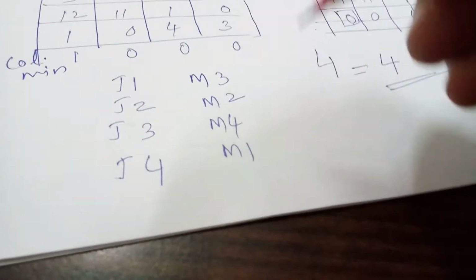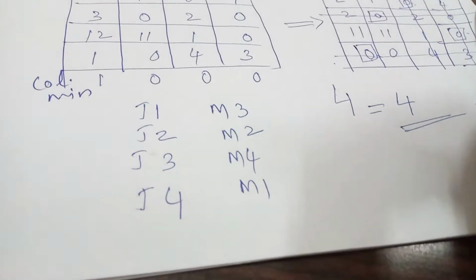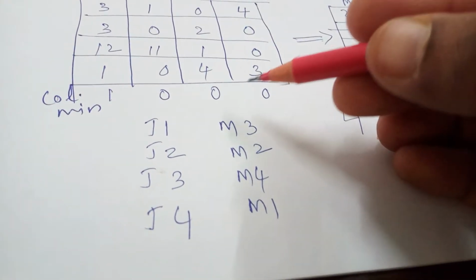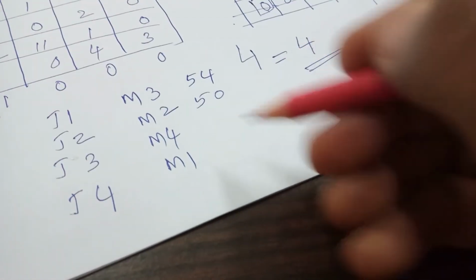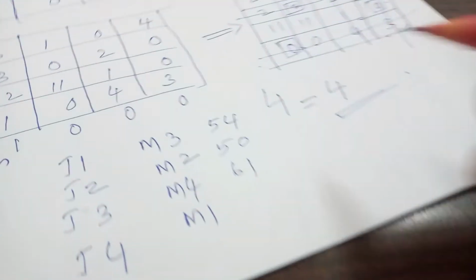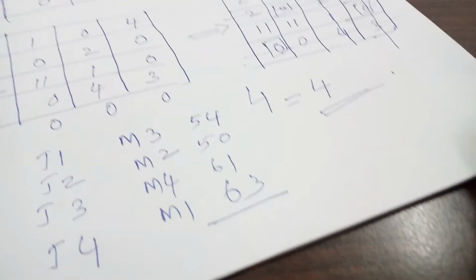Now we have to take the original matrix values, the matrix given in the question, and substitute those values here. Job 1 to machine 3 is 54, right? So write here 54. Job 2 to machine 2 is 50, so write here 50. Then job 3 to machine 4 is 61, so write here 61. And job 4 to machine 1 is 63, so write here 63.